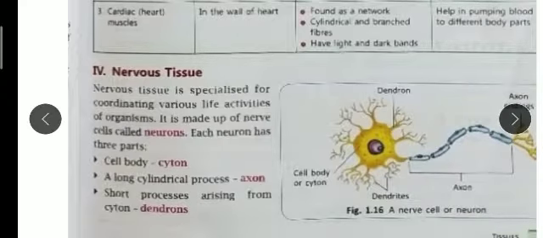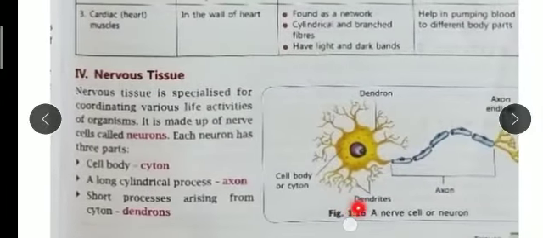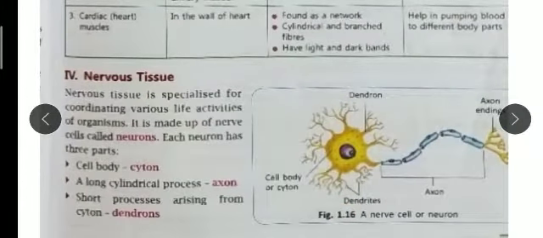You all know that nervous tissue makes up our brain. Brain is an organ which is made by the nervous tissue, and nervous tissue is made by the nerve cells. You can see the picture in figure 1.16. This is the picture of a nerve cell. Nerve cell is also called the neuron, and always remember that it is the longest cell present in the human body.